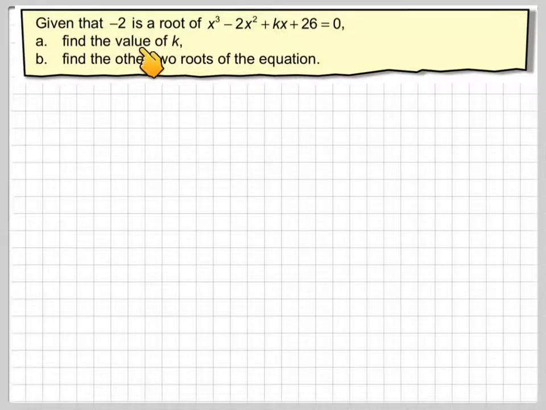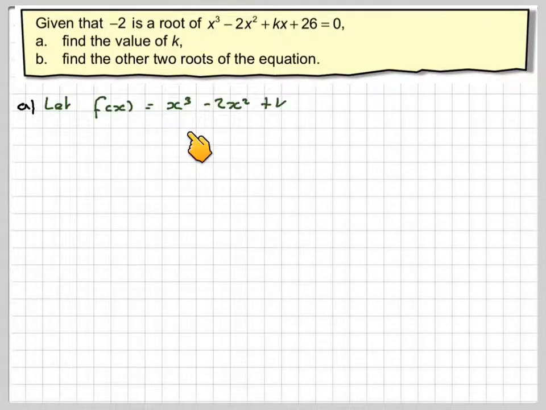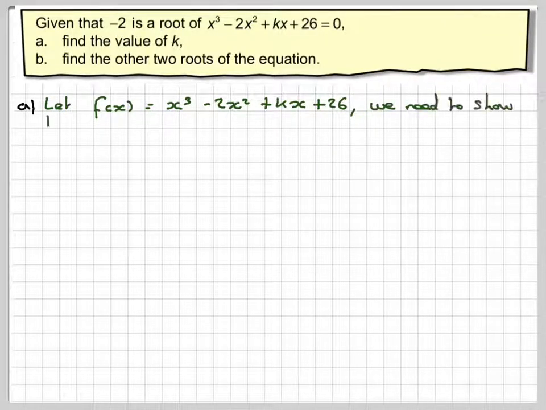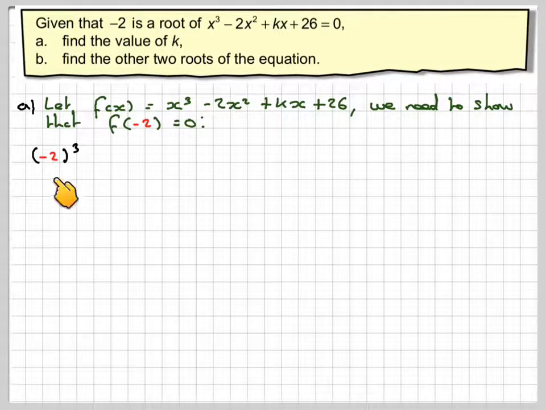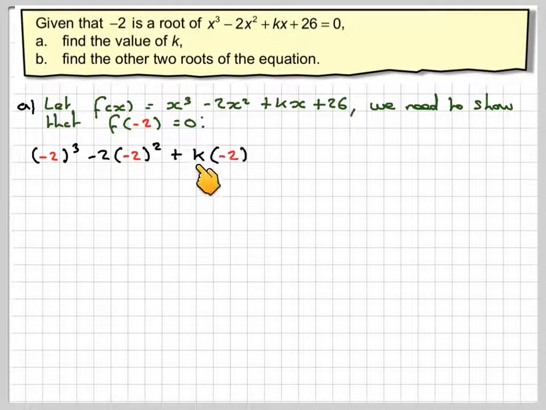Right, now to show that x is minus 2 is a solution of that, or we know that it's a solution of that, if we substitute x is equal to minus 2 into x cubed minus 2x squared plus kx plus 26, we need to show that f of minus 2 is equal to 0. So, substituting in, be careful with the minus sign: minus 2 cubed, minus 2 times minus 2 squared, plus k times minus 2, plus 26 is equal to 0. So we now have an equation in k which we can now solve.